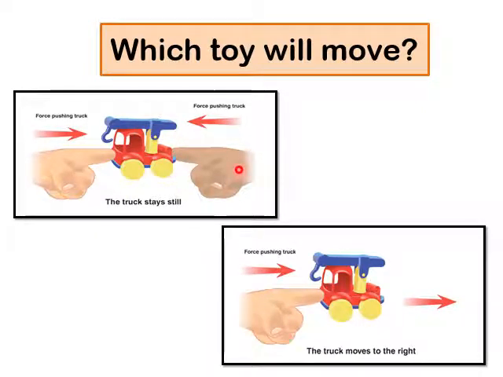Here, there is another force pushing back the truck with the same force. So if this force is lower than this force, the truck will move this way. The truck will move to the left. But if this force is weaker than this force, this means that the force applied this way to the right will be stronger and the truck will move this way. But in case both forces are the same, both have the same amount of force, in this case the truck will stay still. It will not move at all.